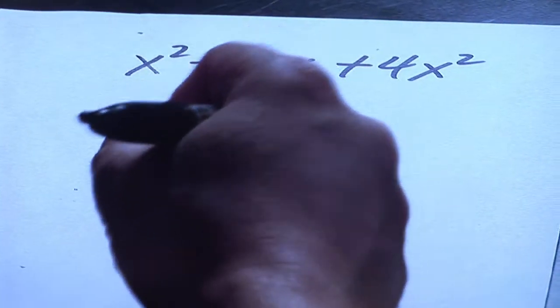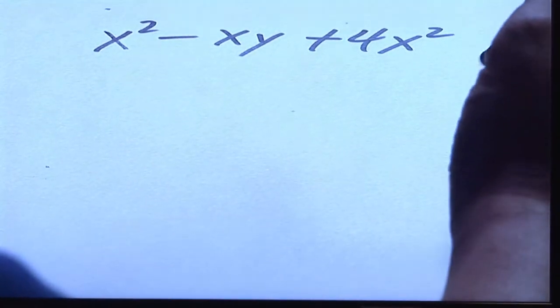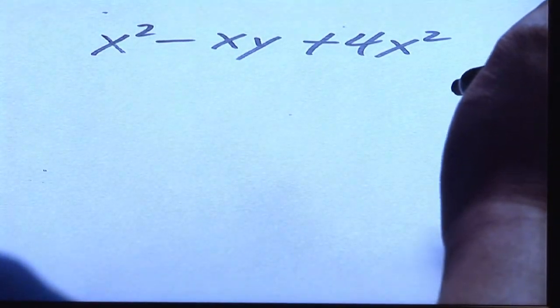Suppose you have x squared minus xy plus 4x squared. Now, you can't really combine the x squared with the xy because unfortunately, this term has a y term, whereas the x squared does not. So you really can't combine those two as like terms.